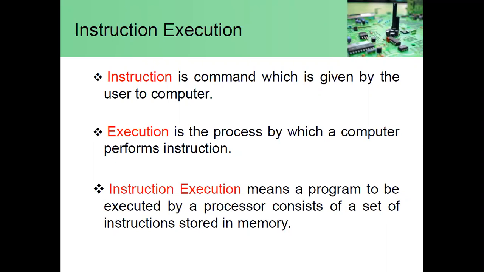What is meant by instruction execution? It is a program to be executed by a processor, which consists of a set of instructions which are stored in a memory. We know that everything is stored in the memory. We have seen the different types of memories: main memory, secondary memory, primary memory. We have also seen cache memory and registers. Registers also store a lot of data for execution purposes. So instruction execution is where we execute the instructions stored in the memory by a processor.